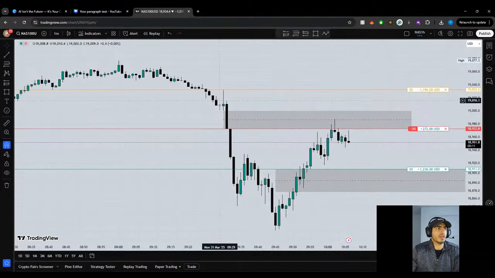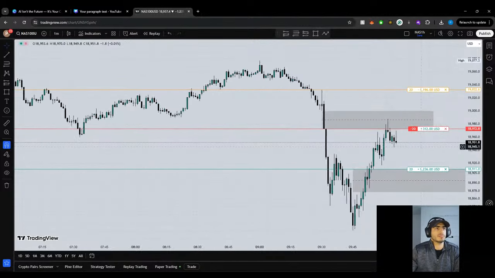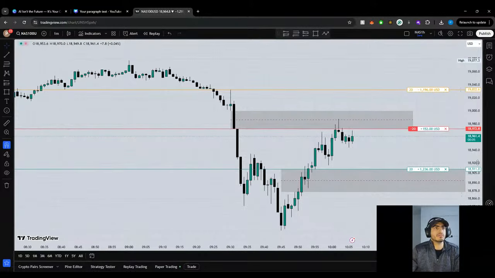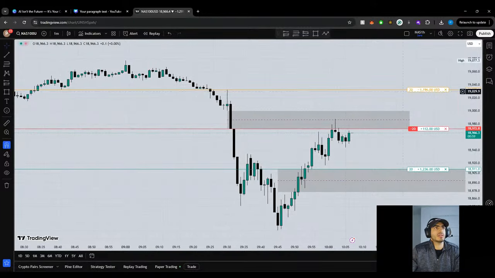The moves are quite big lately, so I mean, yes, this is standard lot, but if you guys have to size down, right? Keep that risk in check. But this is a 1% stop loss.